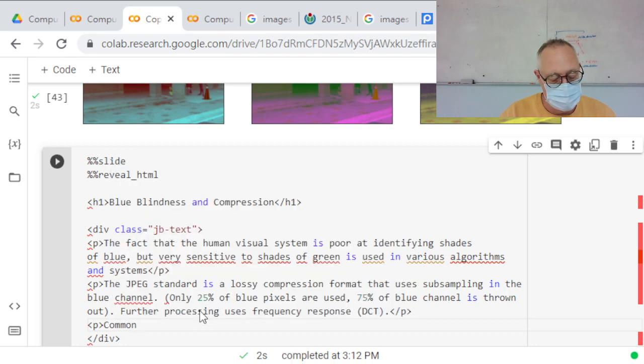Another example is common format for YUV. Yeah, that's a little bit different.